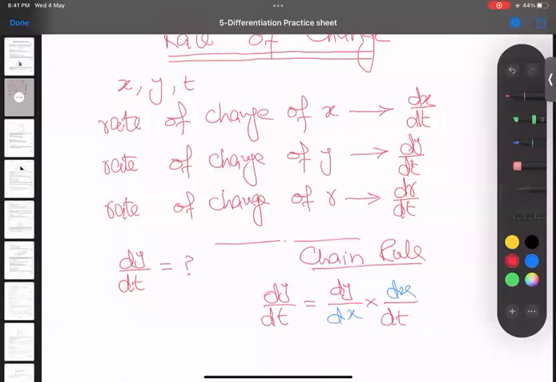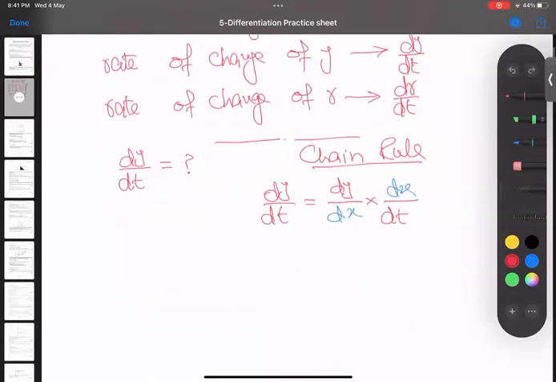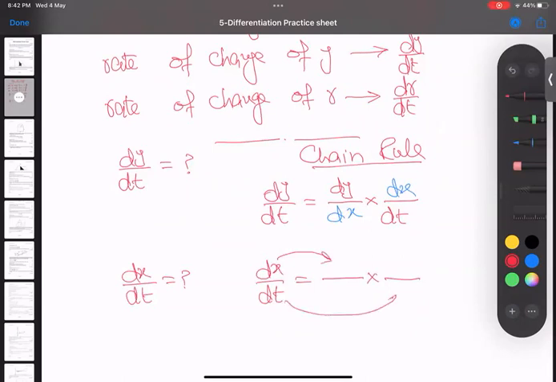I hope the point is clear. If they cancel out, we get the same thing back. Maybe some question asks the rate of change of x. So we write dx over dt. We again write two fractions like this. It comes in the numerator, it goes in the second denominator. So I'm writing dx over dt here.